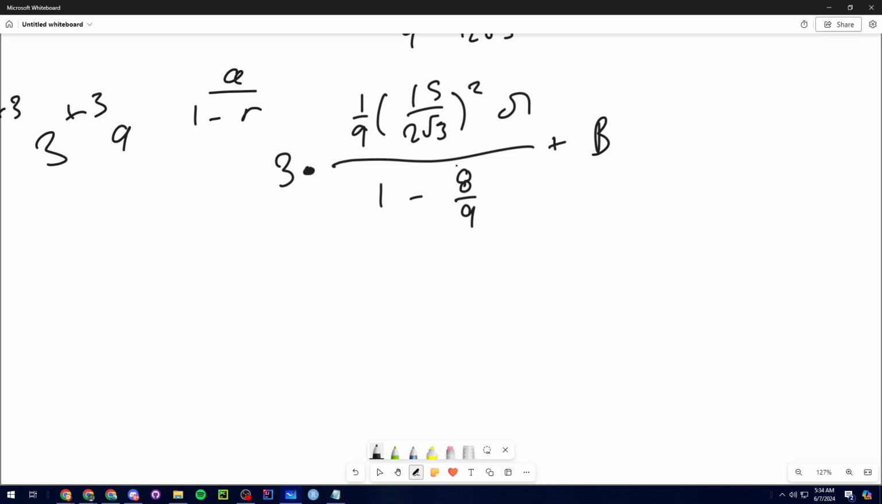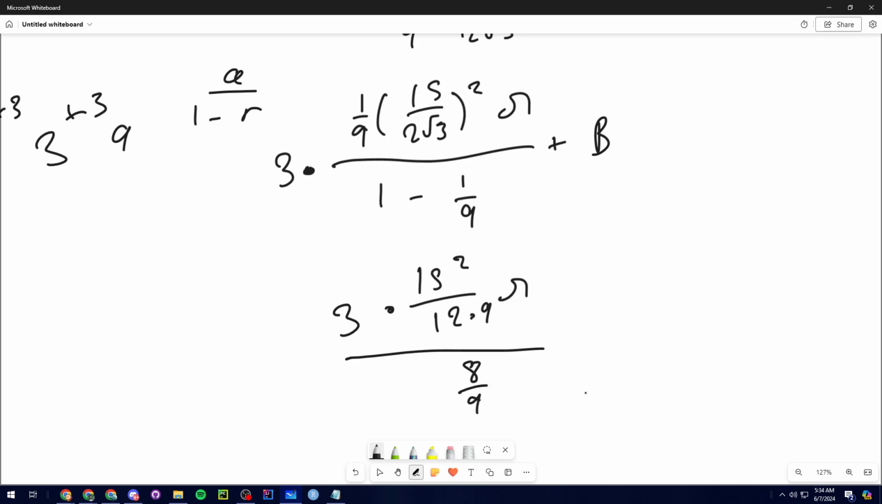Okay, so also I realized I wrote 8 over 9. I meant 1 over 9. So where do we start? Well, first let's simplify the top. 15 squared over 2 root 3. Well, what is 2 root 3? That's just root 12. So over 12 times 9 pi over, and then 3 times that, over 8 over 9.